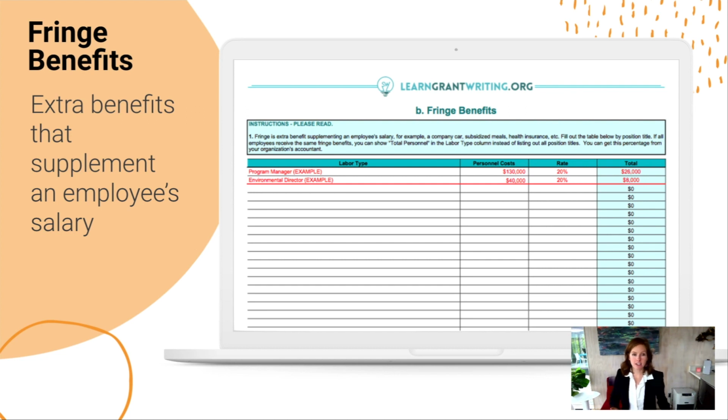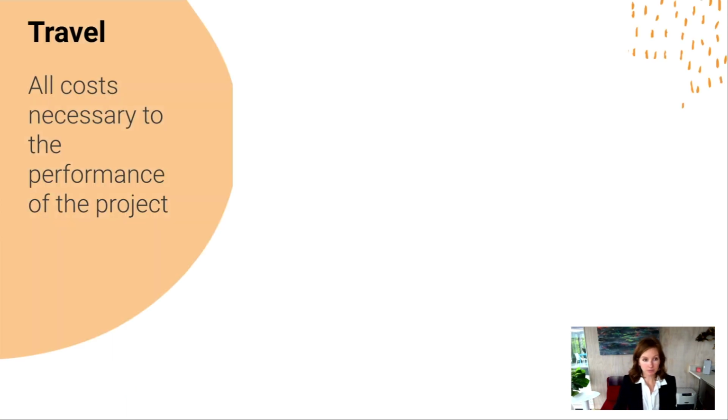Fringe benefits are anything that supplements an employee's salary. So, health insurance, maybe your employer helps pay for a bus pass, right? Stuff like that. And so this would be a number that you're going to go and get from your bookkeeper or accountant. It's usually presented as a percentage of your total personnel costs. So if an environmental director has $40,000 in personnel costs, and 20% is fringe, then that would be $8,000. And all of this stuff is automatically calculated in the spreadsheet for you.